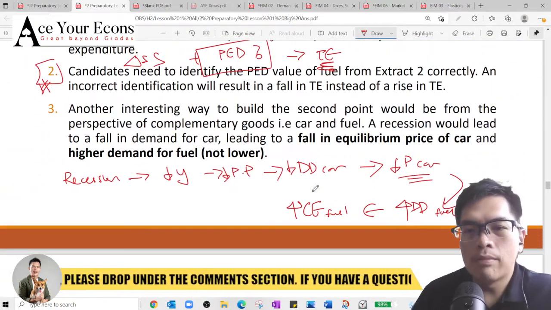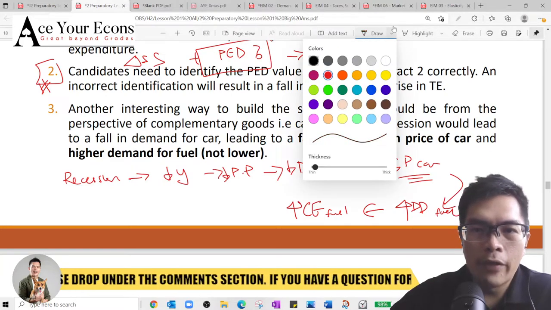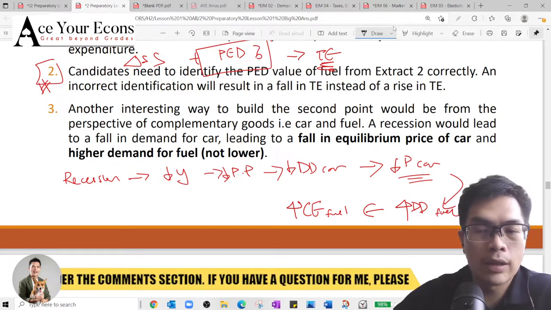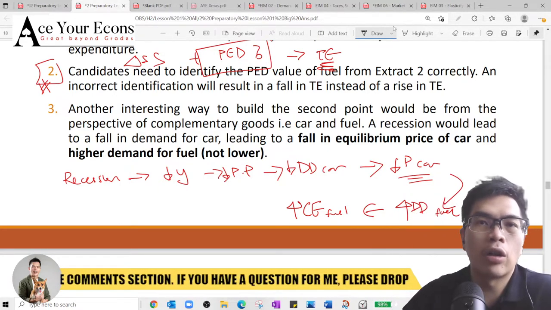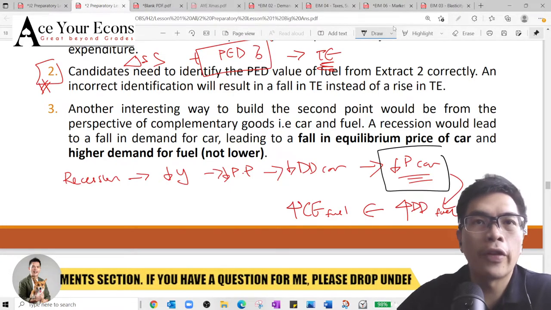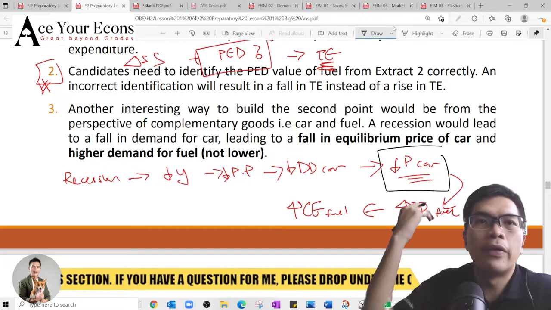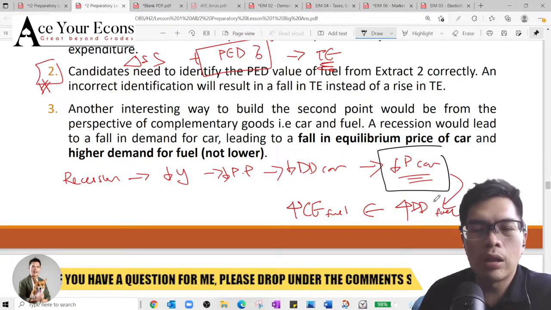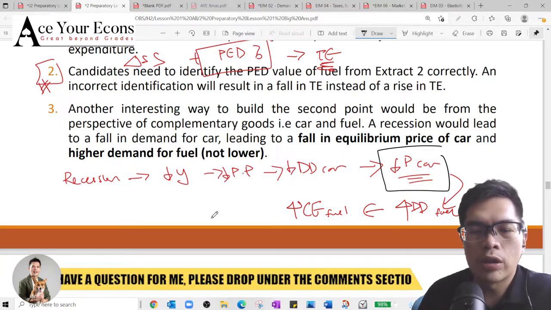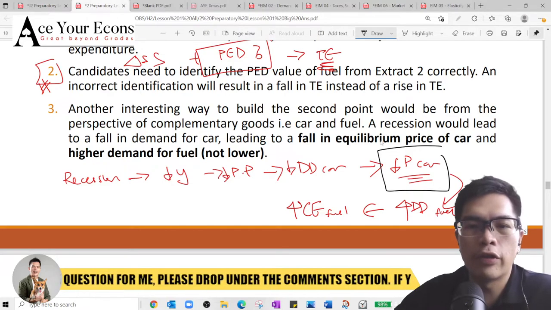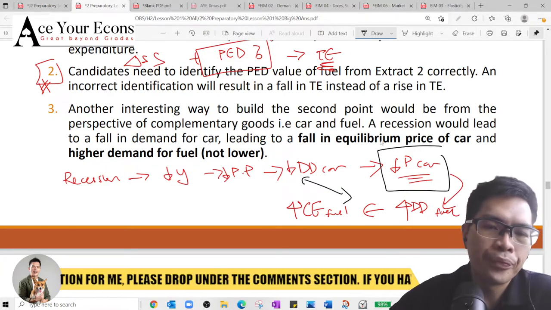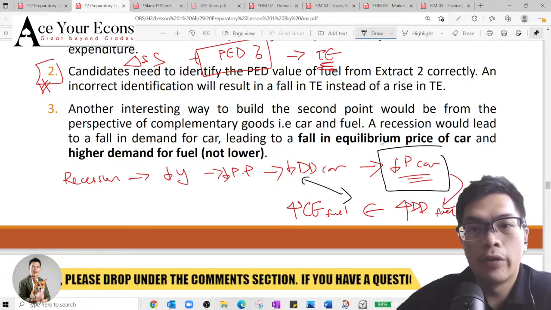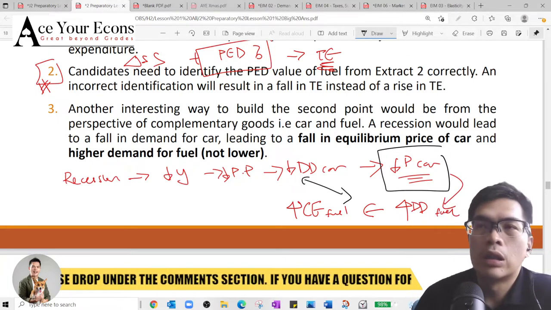So this is the common misconception. A fall in demand for car will not lead to a fall in demand for fuel. It does not work like this. Because if you have identified that they are joint in consumption, this is the connector. You need to find out what happens to the price of car before we can deduce what happens to the demand for fuel. So this point is accepted only if you go through this thought process. If you jump from a fall in demand for car resulting in a fall in demand for fuel, this is a strict conceptual error.